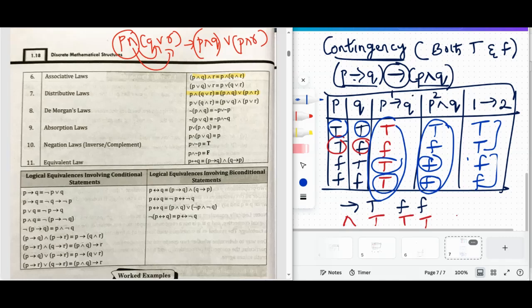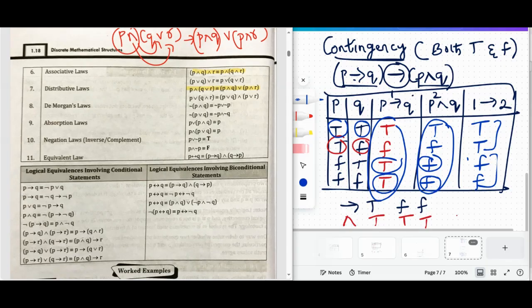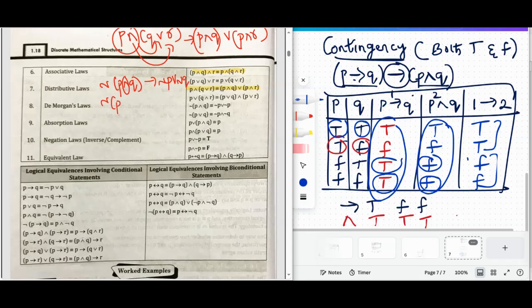Then you have De Morgan's law. De Morgan's law says that the negation of P and Q is logically equivalent to the negation of P or the negation of Q. The other one is the negation of P or Q, which will be given as the negation of P and the negation of Q. So they are the reverse of each other.